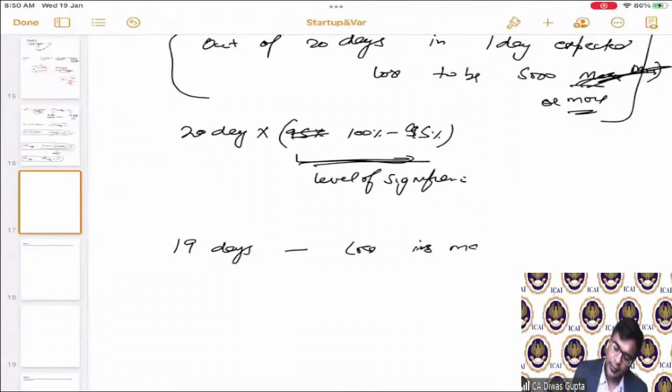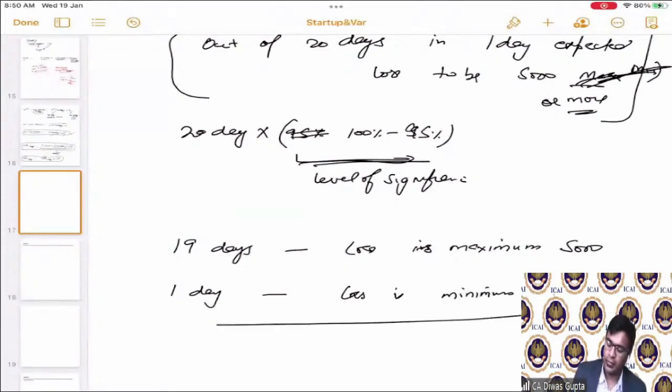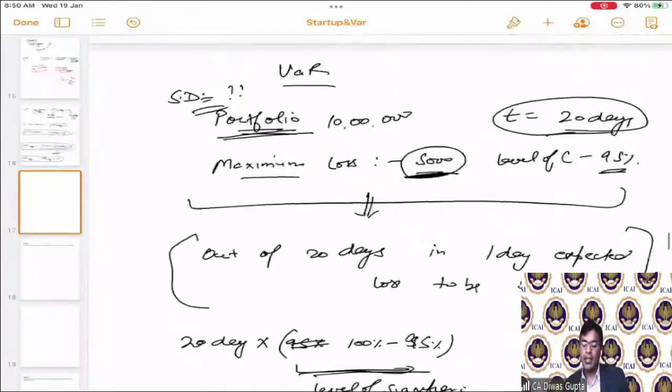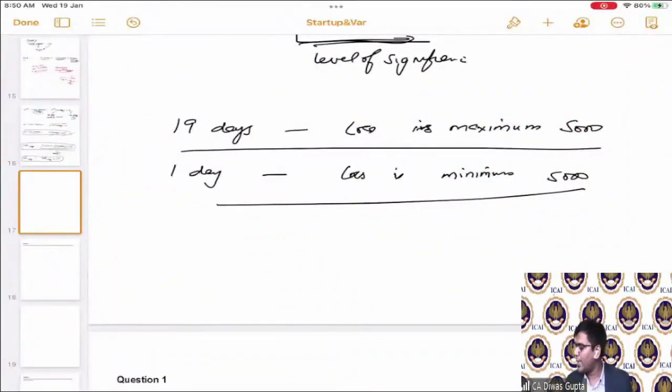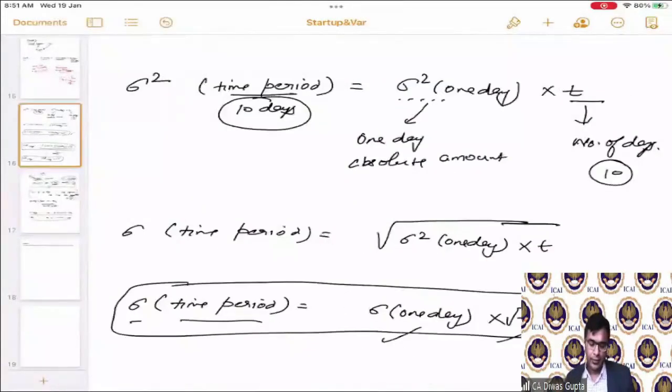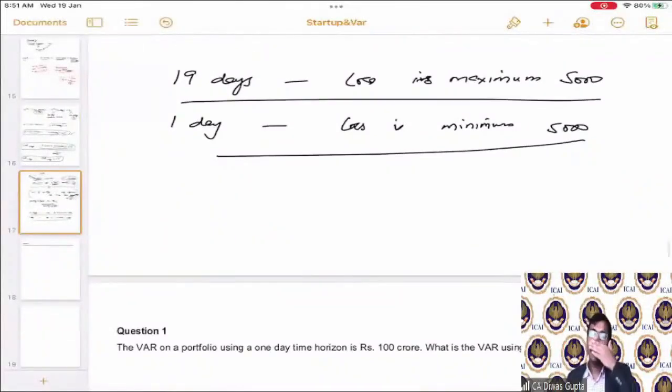Loss is maximum 5,000 on 19 days. On 1 day, loss is minimum 5,000. Can you see now how the information of this 5,000, from the level of significance and level of confidence, has changed the number of days? It is going to look like this. Now this information can be used by them to plan their investments better and to plan their portfolio better. Okay, students, so this is another way of looking at it.